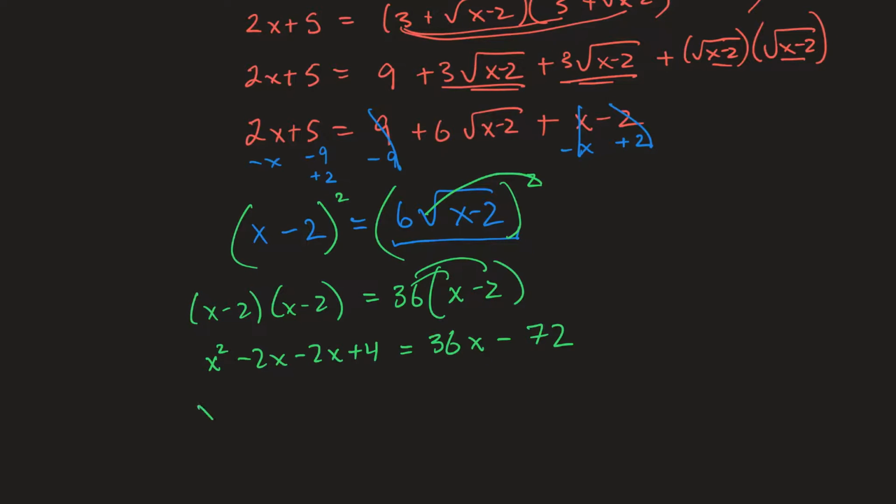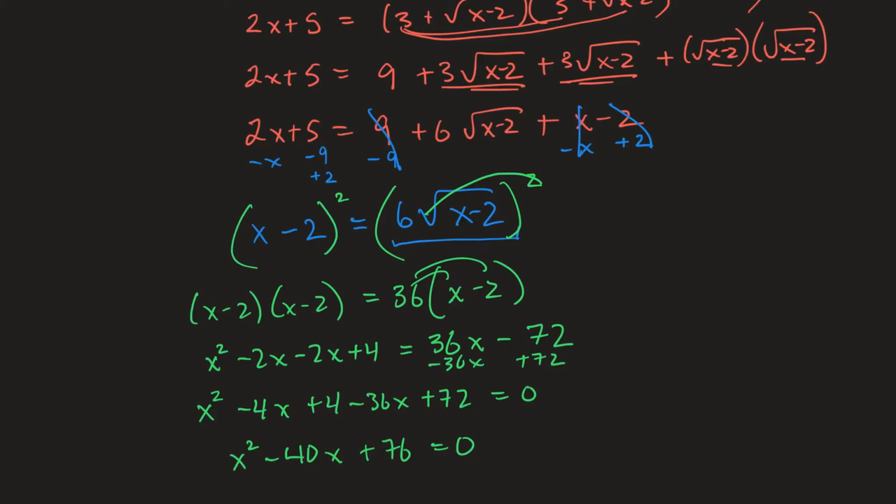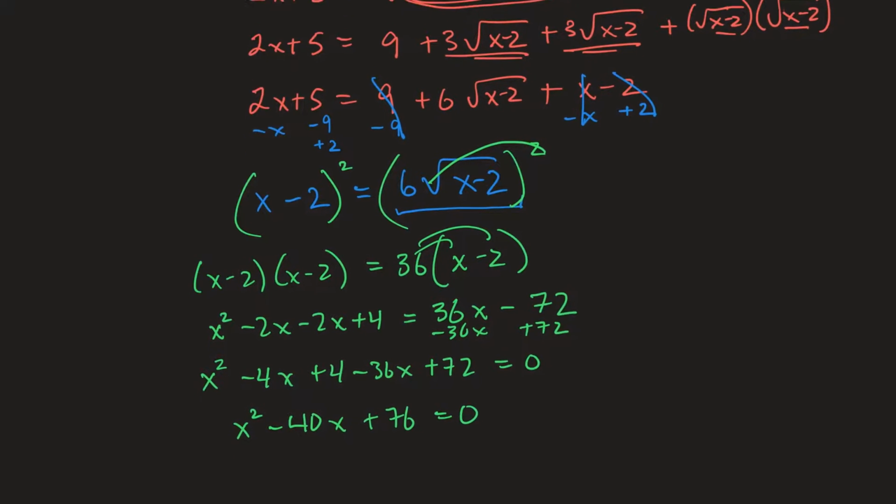Now, since it's a quadratic, I'll leave everything on the left side. Minus 2x minus x is minus 4x plus 4. And then I'll subtract 36x and add 72. So, subtract 36x, add 72, equals 0. Collect like terms, minus 4x and minus 36x, that'd be minus 40x. 4 plus 72 would be 76, equals 0. Okay, still going.